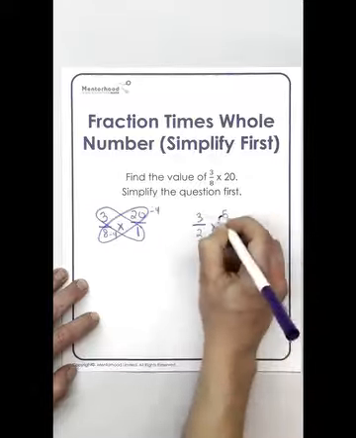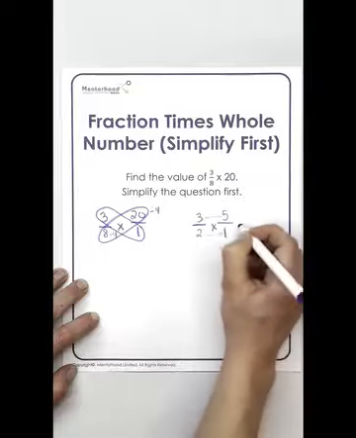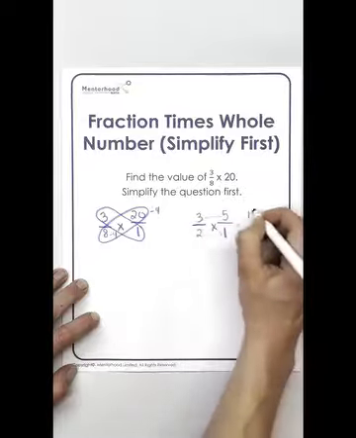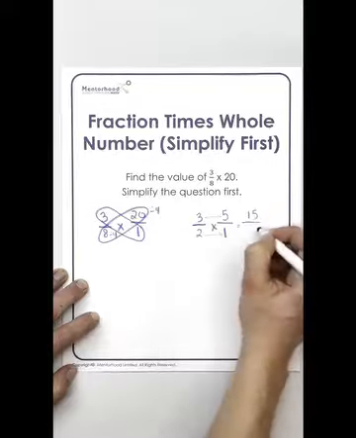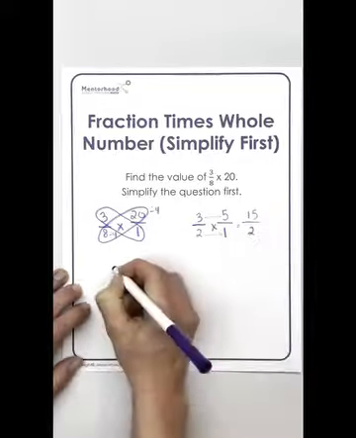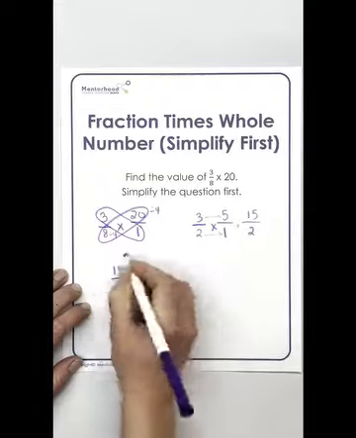And when you're multiplying fractions, you simply multiply the top together and multiply the bottom together. So you get 3 times 5, which is 15, and 2 times 1, which is 2. Okay, so now we've got 15 over 2. Now this is a correct answer.